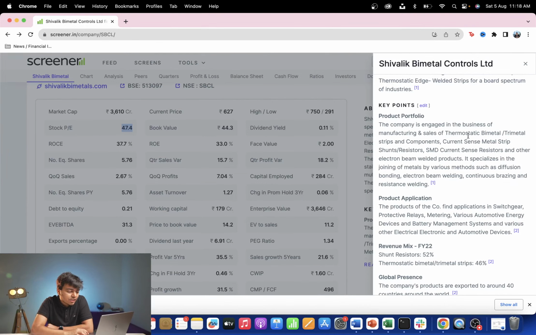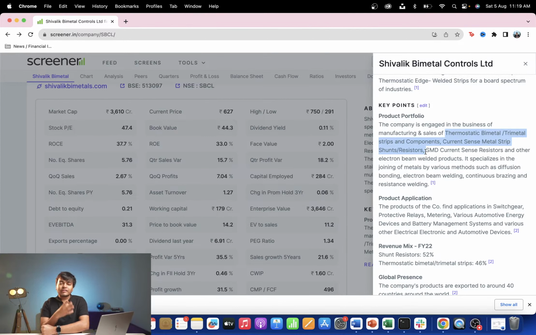So the company is engaged in the business of manufacturing and sales of thermostatic bimetal and trimetal strips, current sense metal strips, shunt resistors, SMD current sense resistors, and other electron beam welded products. It specializes in the joining of metals by various methods such as diffusion. Now, there are two important products that the company has, which I have highlighted: one is thermostatic bimetal and trimetal strips, and the second one is shunt resistors.